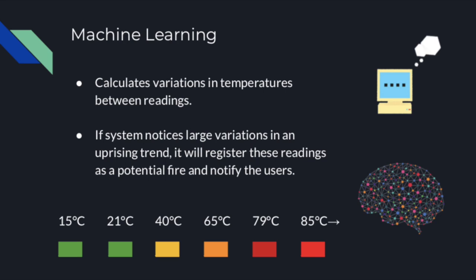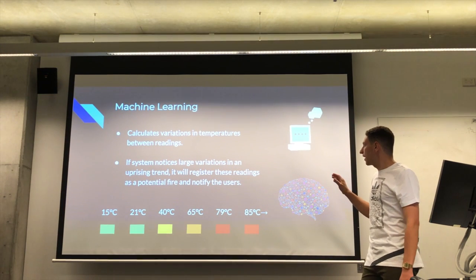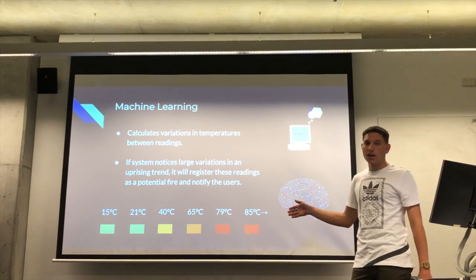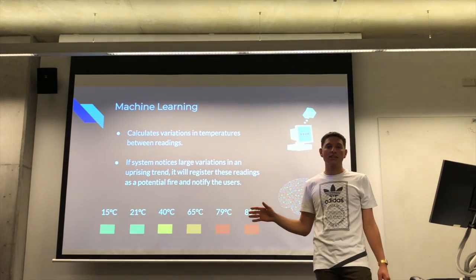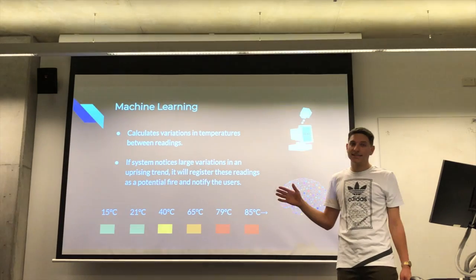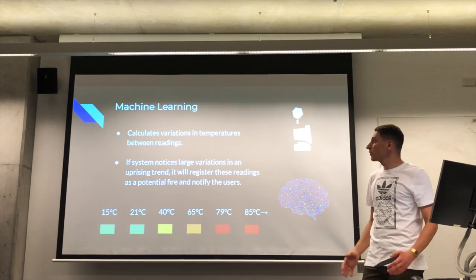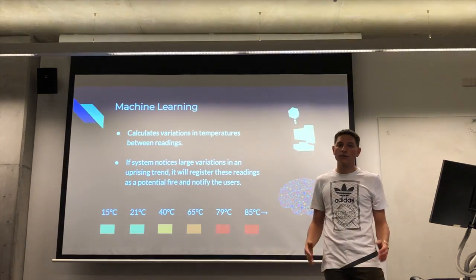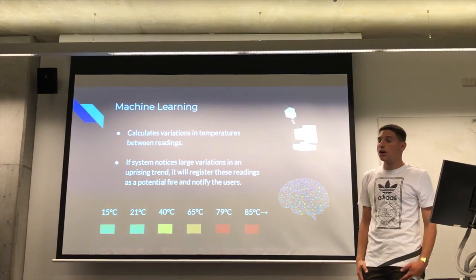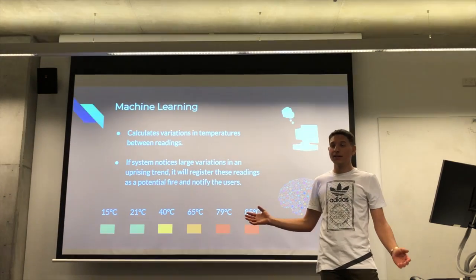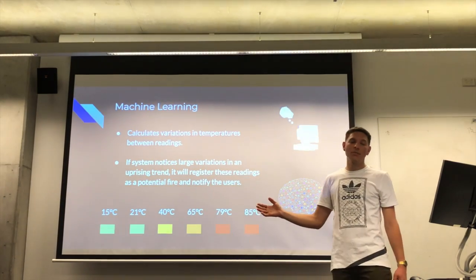Machine learning. So machine learning is a calculation of variations in temperatures between readings. Machine learning means that if large variations are calculated with trends, it results in notifications being sent to the users. So this means that after a large amount of data has been collected, the Pi is able to understand variations in temperatures to further notify the user of when fires are potentially occurring instead of events occurring around the house or office. So in this project, we did not implement machine learning itself, we implemented a script that emulates machine learning.